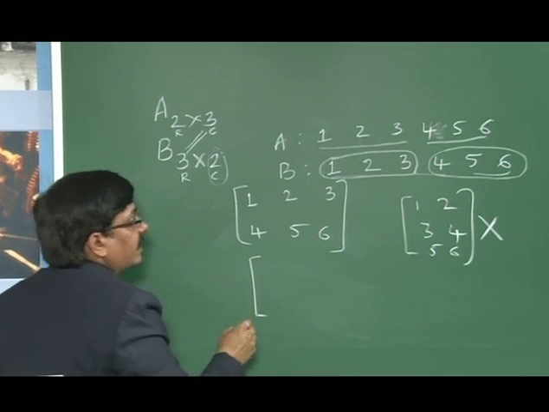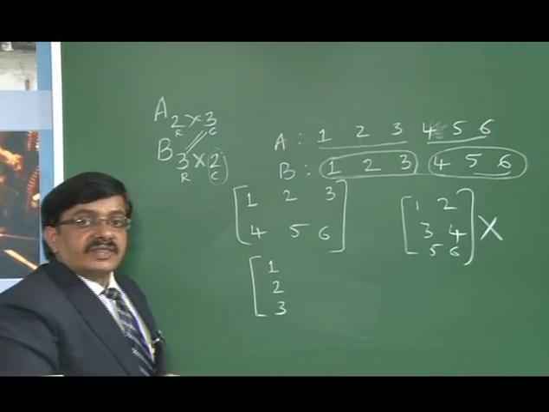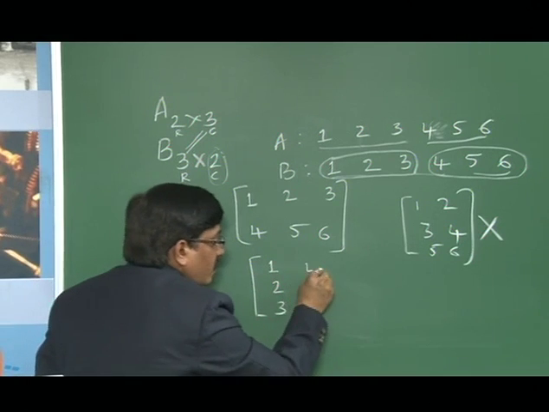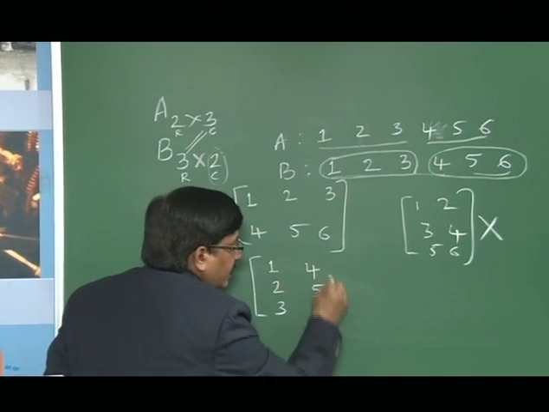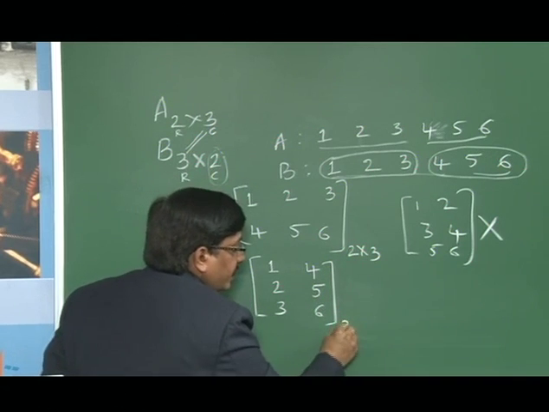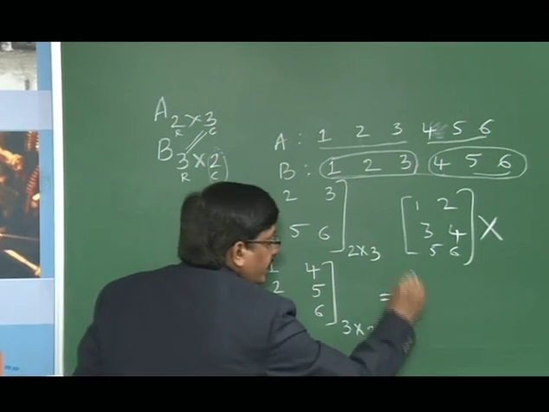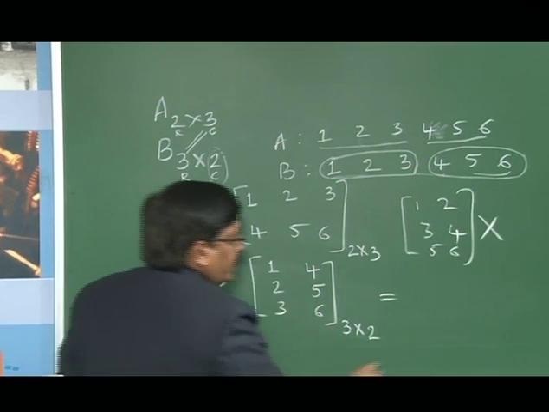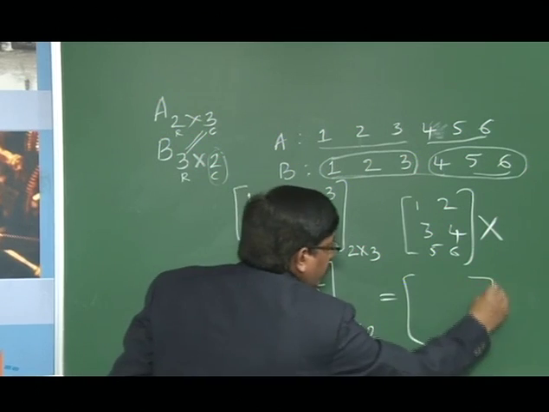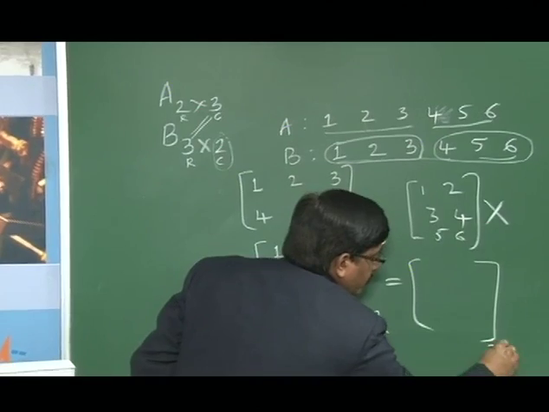So basically the matrix you are reading here has first column 1, 2, 3, and the next column is 4, 5 and 6. So this is here 2 rows, 3 columns. Here it is 3 rows and 2 columns. When you perform the multiplication, the order of the resulting matrix is 2 cross 2.